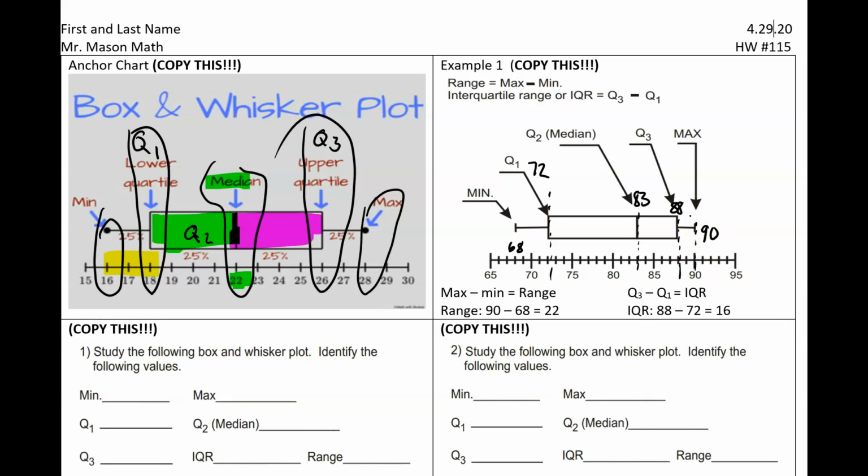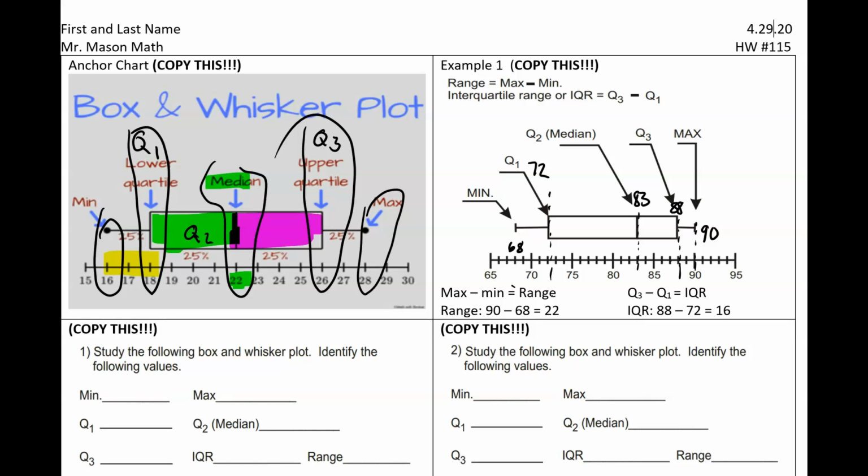So now there are also 2 measurements. One we talked about yesterday, which is the range. If you recall from yesterday, the range is the biggest number minus the smallest number, aka the maximum minus the minimum. So on this graph right here, we have a maximum of 90, that's our biggest number, and our minimum of 68, so our range is 22, right?